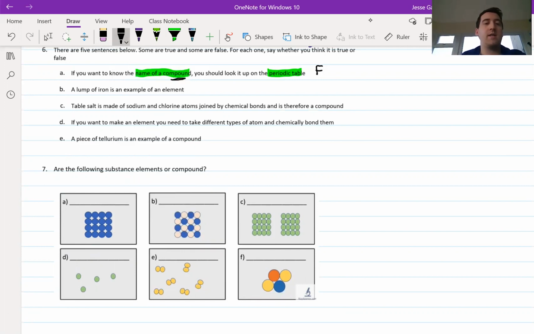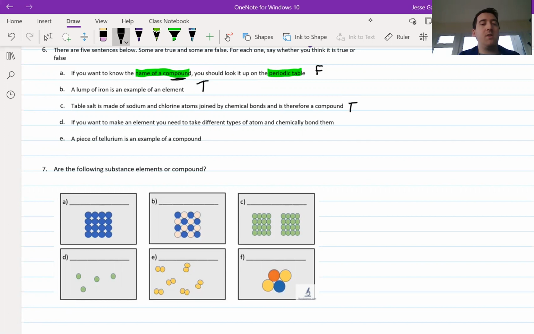A lump of iron is an example of an element. Well, it says iron. So if I want to know if it's an element, I go to the periodic table. I can see iron is an element on the periodic table. It's Fe. I can find it there. So this is true. Table salt is made of sodium and chlorine atoms joined together by chemical bonds, and therefore it is a compound. Well, if it's made of 2 types of atoms joined by chemical bonds, then that is definitely a compound. So it is true. Well done if you said that.